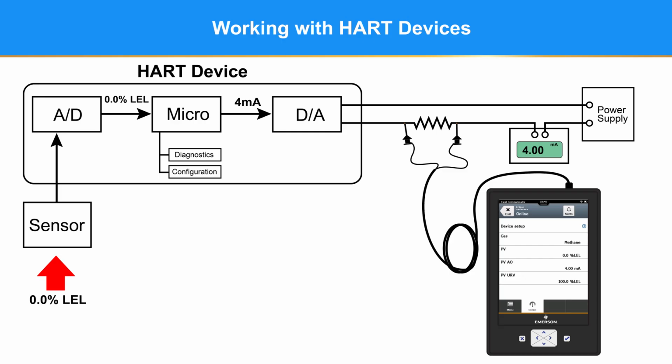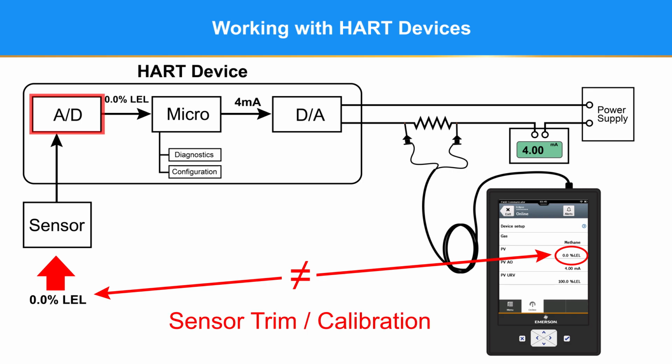Now let's look at how these values are displayed on any HART interface. In this case, a TREX will be used. 0% LEL is being applied to this sensor. The PV value displayed in the TREX is the calculated value from the A to D. If the PV displayed on the TREX is not the value of the PV being applied, a sensor trim, sometimes simply called a calibration, needs to be performed.